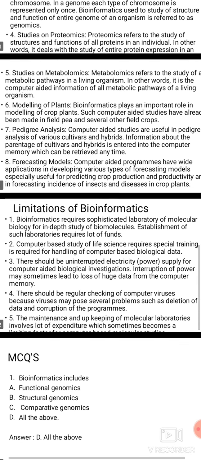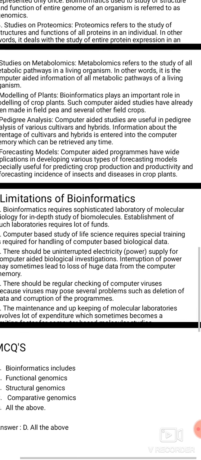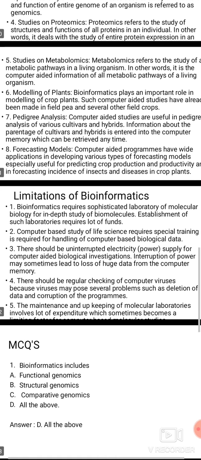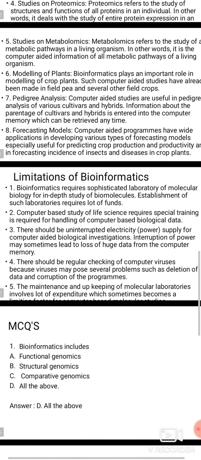Fifth one, studies on metabolomics. It refers to the study of metabolic pathways in a living organism. In other words, it is the computer-aided information of all metabolic pathways of an organism. Next is modeling of plants. Bioinformatics plays an important role in modeling of crop plants. Such computer-aided studies have already been made in the field pea and several other field crops.